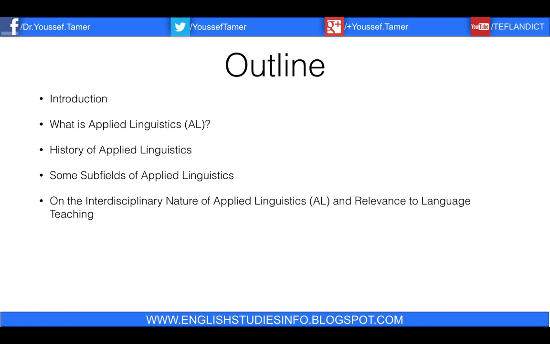On the interdisciplinary nature of applied linguistics and relevance to language teaching. So we'll come back to this issue. I have already mentioned to you that applied linguistics is some kind of interdisciplinary because you have a number of disciplines that come together and interact in the field of applied linguistics. We will finish with a conclusion, summary, and then a list of references on which this lecture was based, and for you in case you want to read more in addition to the book.